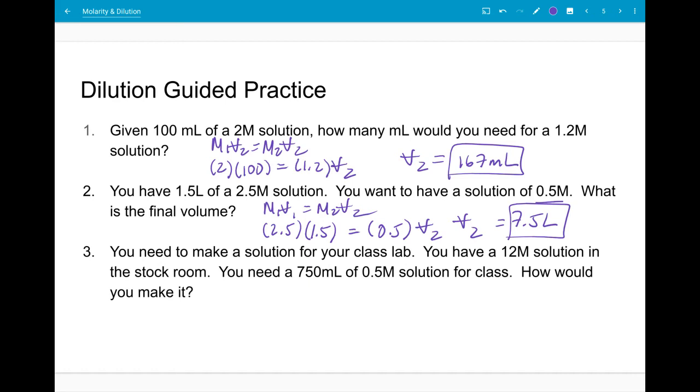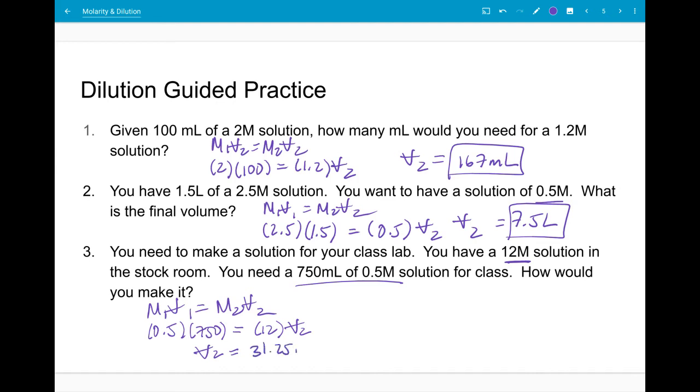And then the last one here, this is actually what I do when I make a solution for you in class. Or if you are, let's say, in a college class, sometimes you have to make your own solution. So we're going to take that 0.5 molar solution of 750 mL. That's what we desire. We have 12 molar back in that stock room. We're going to solve for V2. And V2 is equal to 31.25 milliliters of our concentrated acid.